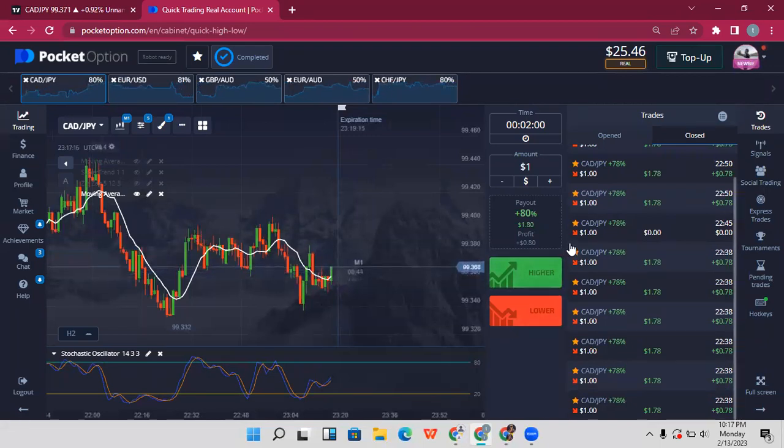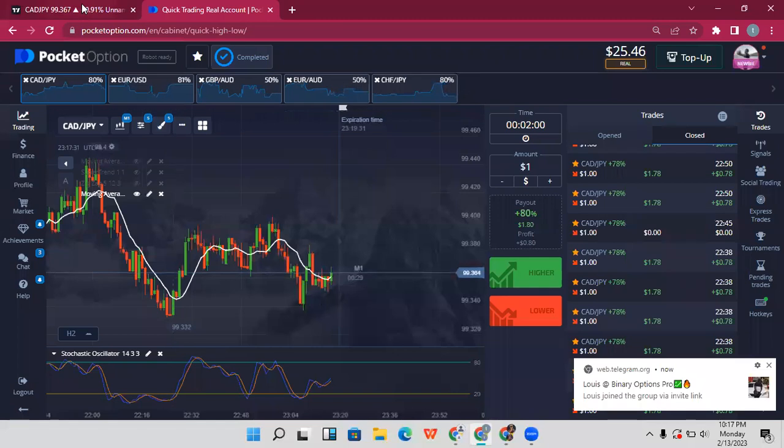This is not financial advice, by the way. I usually share my ideas and strategy. You have the option to take these trades the way I'm sharing them, or not take these trades. This is really based on my opinion and my experience of trading binary options with the strategies that I'm sharing.